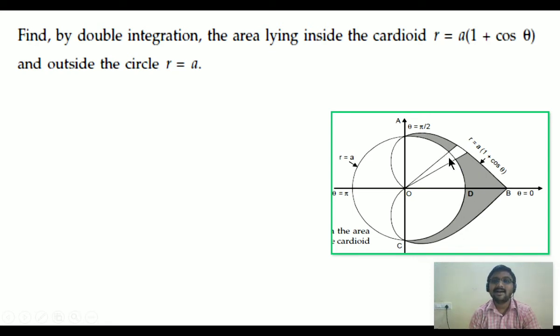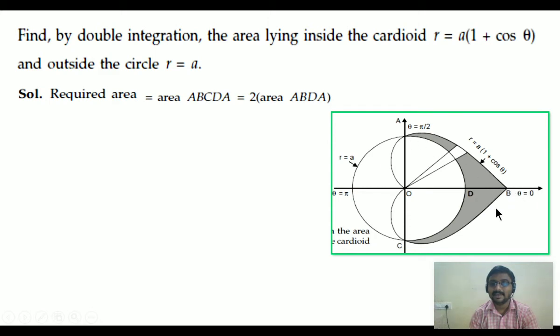For this we need r limits and theta limits. So clearly in this shaded region, r varies from a to a into 1 plus cos theta, that is, from the circle to the cardioid. Those are the r limits. So clearly here the required area is A, B, C, D, A. It is the shaded area, which is obtained by 2 into the area of A, B, D, A.